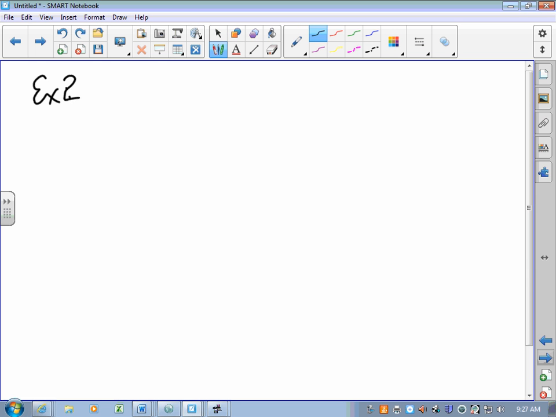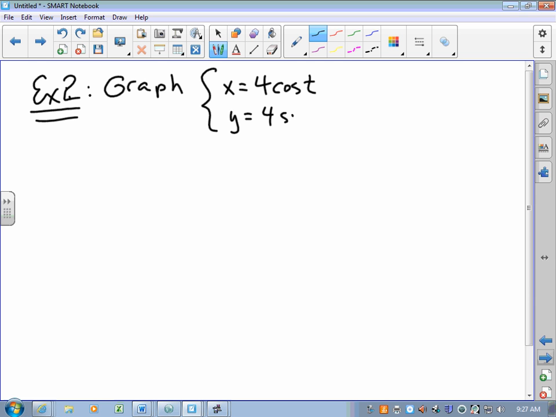Oh, example 2. Let's graph x equals 4 cosine t and y equals 4 sine t for t between 0 and 2 pi, inclusive.